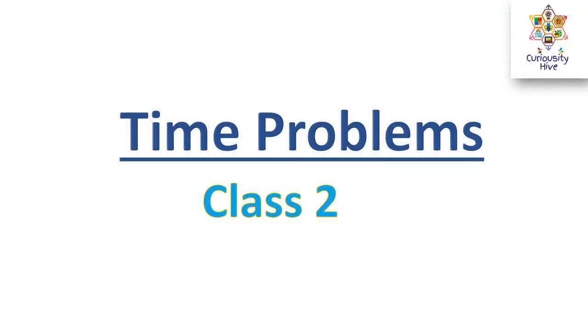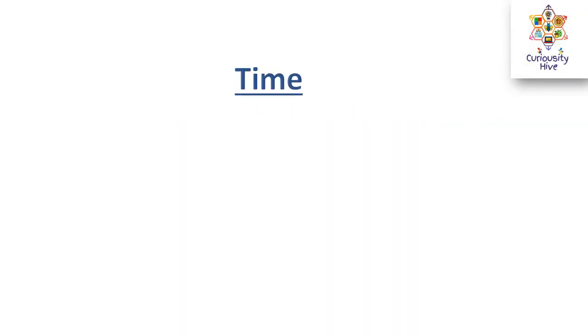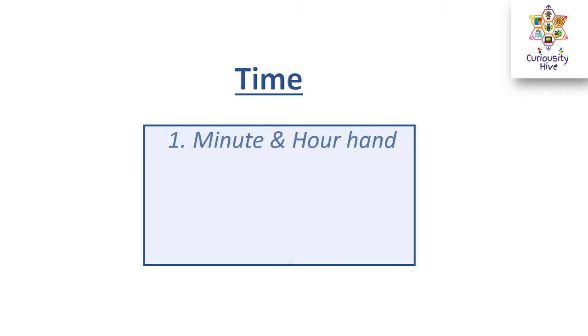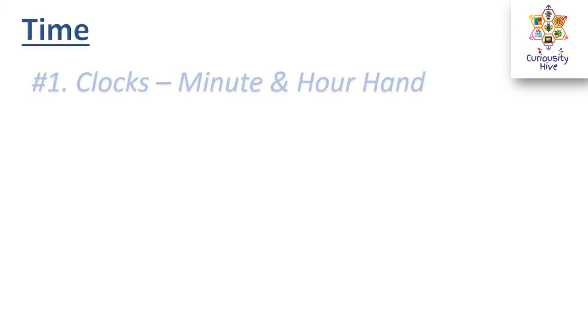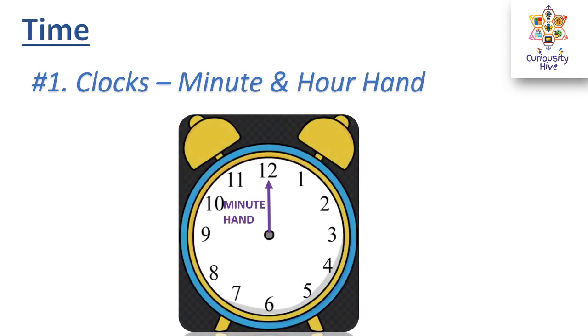So today we'll look at the time problems for class 2, and the topics that we'll cover under it are minute and hour hand, reading time, AM, PM, and also calculating time. So let's get started with our first topic, that is minute and hour hand, where in a clock there is a minute hand, which is a longer hand, and there's a shorter hand, which is called the hour hand. Well, there is a third hand, which is not always there in all clocks, which is the second hand, which is the longest of the three.